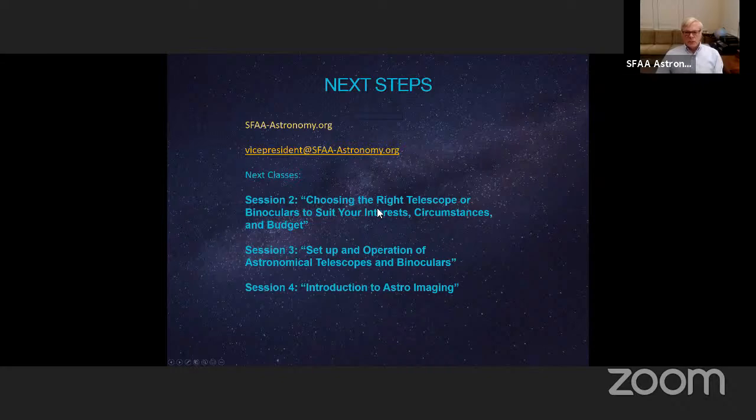Next one, choosing the right telescope or binoculars to suit your interests, circumstances, and budget. For people who don't have a telescope yet, but maybe for some who do but never used it and would like to know more about it. The next class will be the setup and operation of what you bought or borrowed. And then finally, an introduction to astro imaging. We don't have dates for these, hopefully at about 1 month intervals.